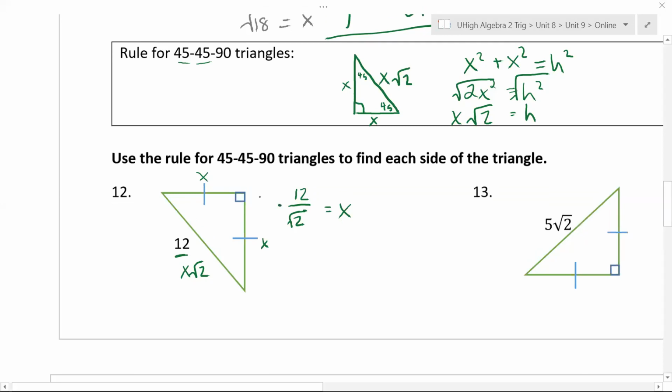So I'm going to multiply my numerator and my denominator by that square root of 2. So I'm left with 12 square root 2 over the square root of 4, or 12 square root 2 over 2. And here I could simplify, I could divide by 2, and I'll be left with 6 square root 2. So my legs are 6 square root 2.